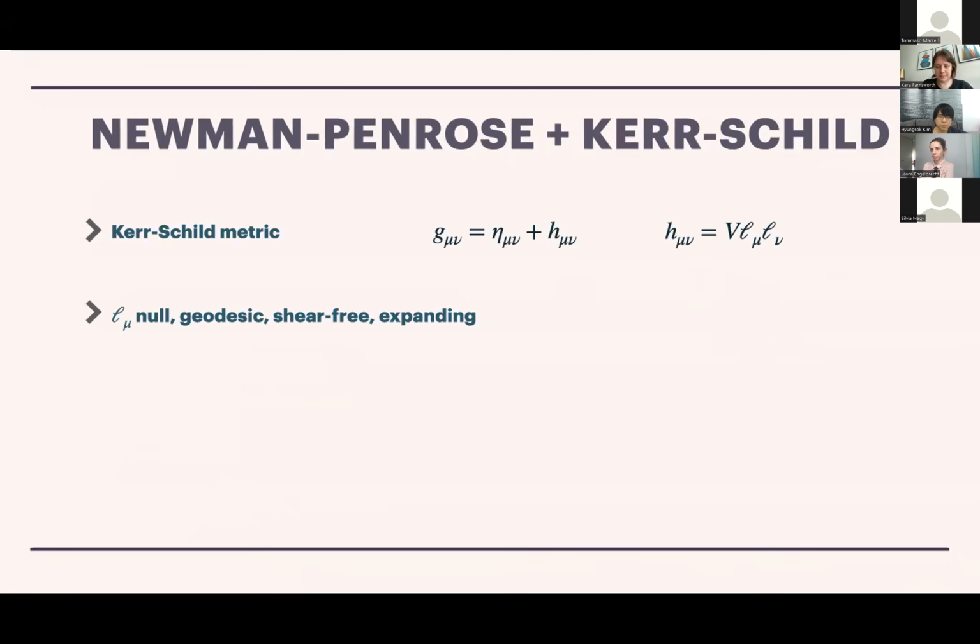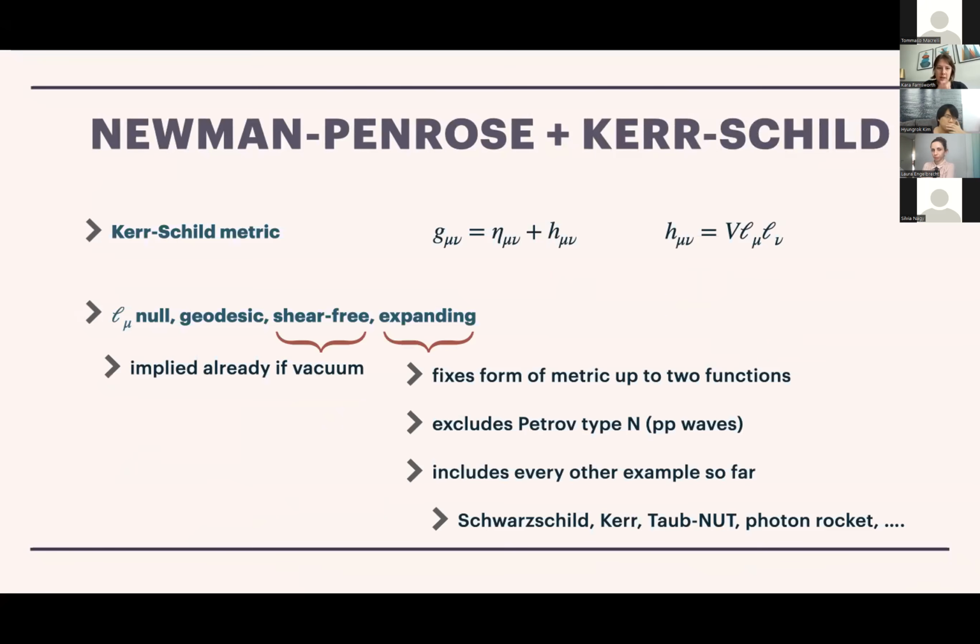So in the original Kerr-Schild double copy, since we were only looking at vacuum solutions, shear free was implied from having the vacuum equation of motion. But here we're going to be interested in studying things that are not vacuum. So we impose this shear free condition explicitly. And then we also assume that this geodesic congruence is expanding. So the nice thing about this assumption is that it's going to fix the form of the metric up to 2 functions. So that's why we do it.